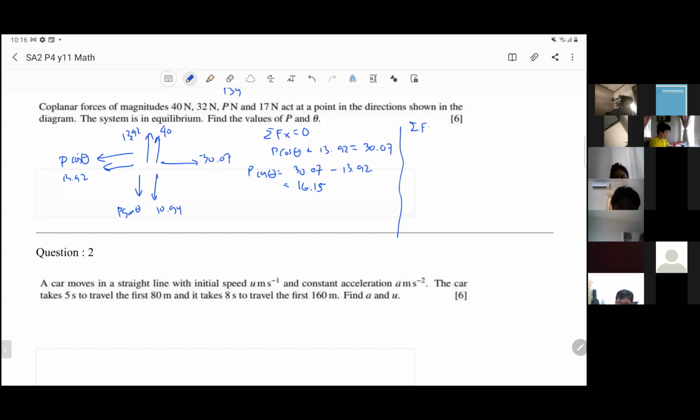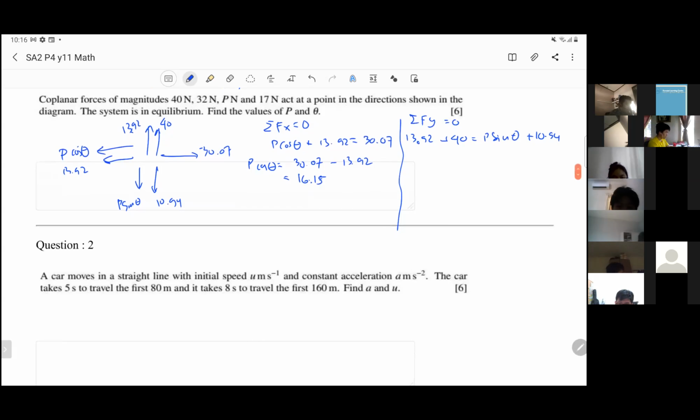On the other hand, sum of the forces on the y-axis is also 0 because it's equilibrium. And we can say going up equals going down. 13.92 plus 40 equals P sin theta plus 10.94. So 13.92 plus 40 minus 10.94 will be P sin theta. So P sin theta is, Kevin, 42.98. Sorry, 42.98.